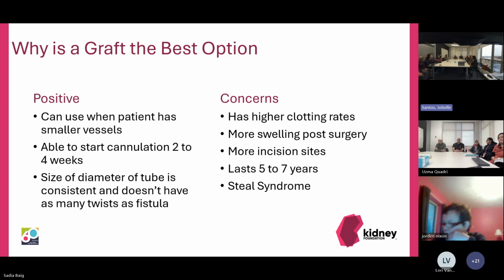And the same thing with the Steal syndrome, because we are changing the flow of blood to the hand, it may give you the Steal syndrome, which, as I said before, is painful. It decreases the circulation, may give you numbness. Next slide, please.